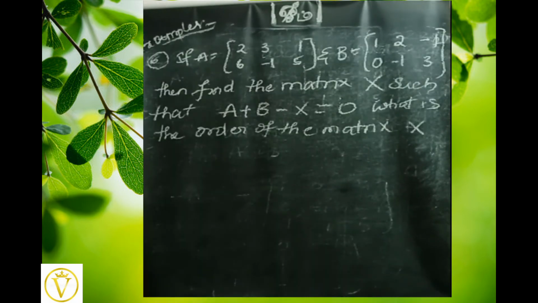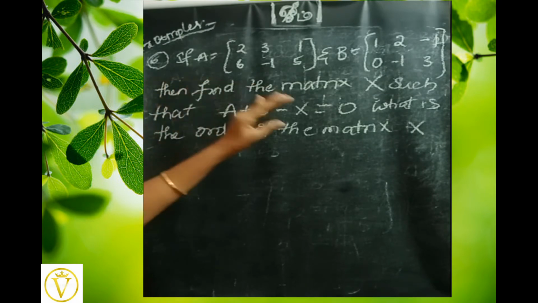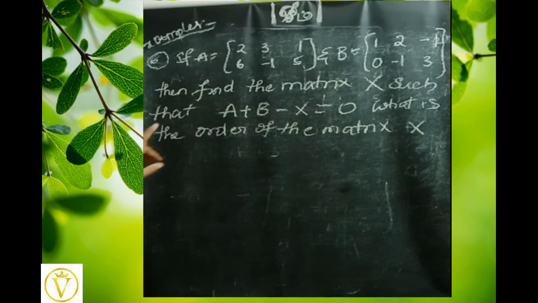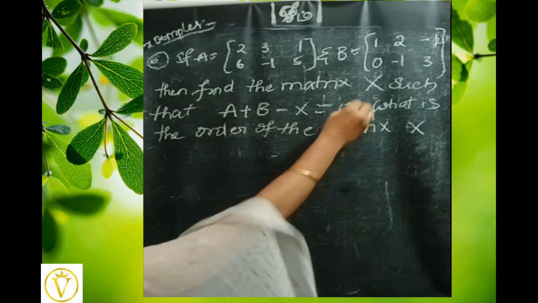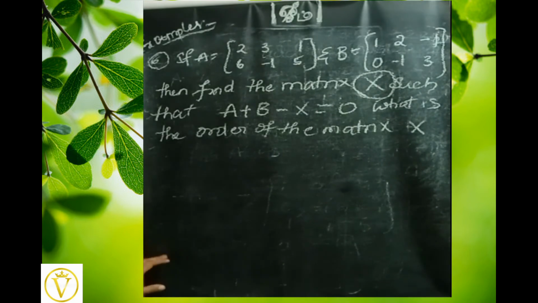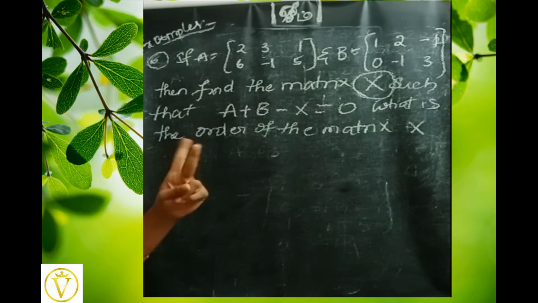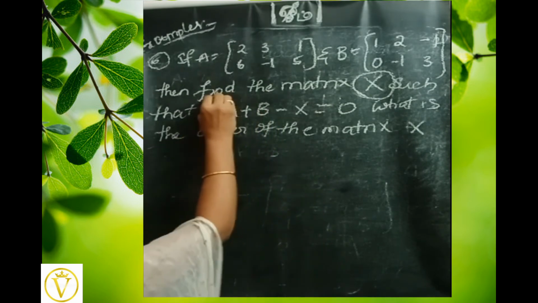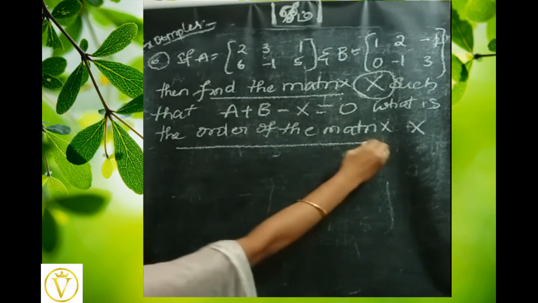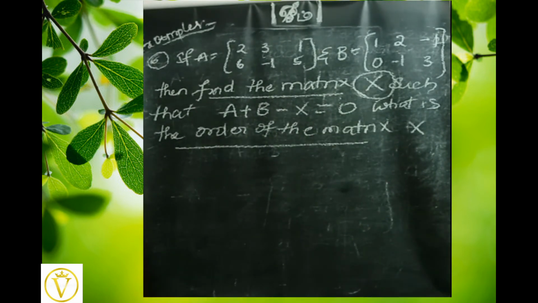Okay, our next problem is if A equals, they have given one matrix, and B equals one matrix, then find the matrix X. We have to find this X matrix such that A plus B minus X equals 0. What is the order? We have to find the matrix and we have to find the order also. They have asked 2 questions. First we have to find the matrix, then after that we have to find the order.